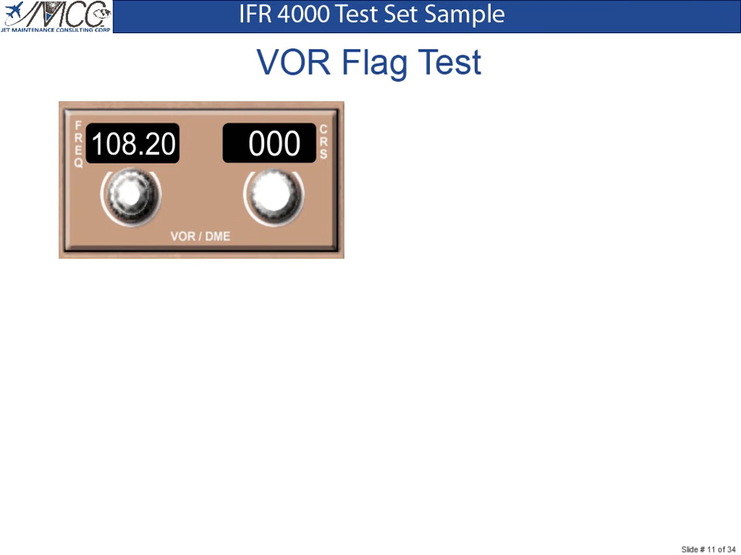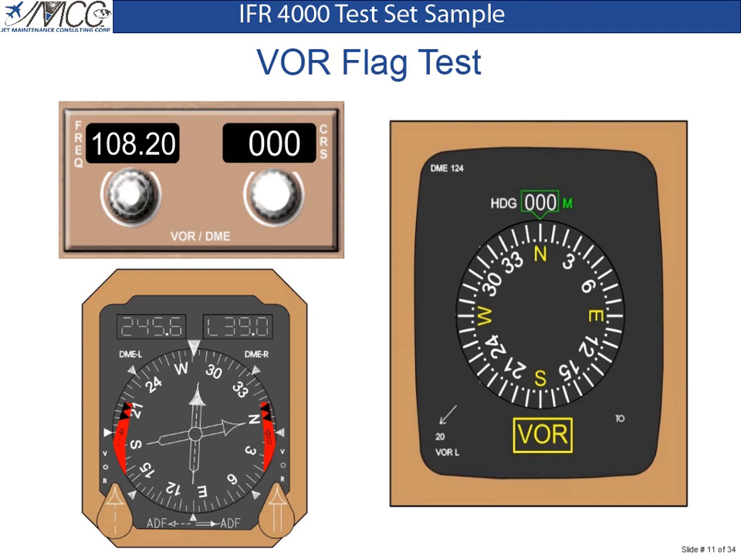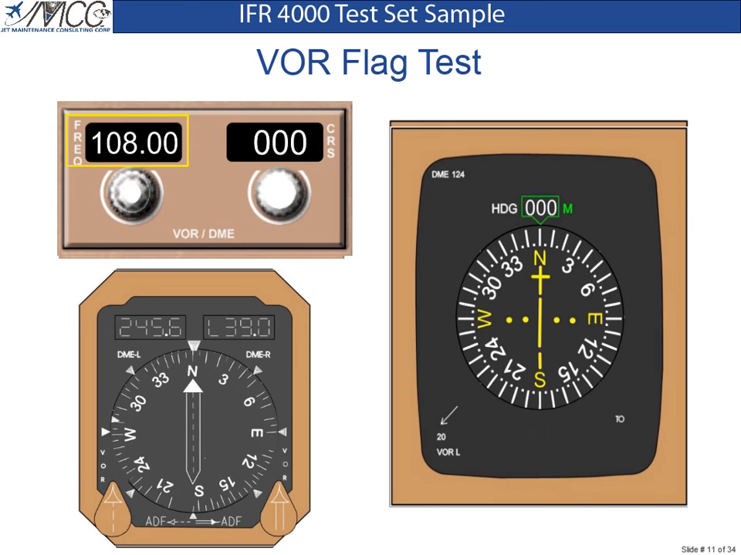To perform a check of the VOR flags, simply tune the VOR control panels to any frequency other than 108.00 MHz. VOR flags should come into view in the RMI and in the HSI. Tune the control panels back to 108.00 MHz and the flag should disappear.